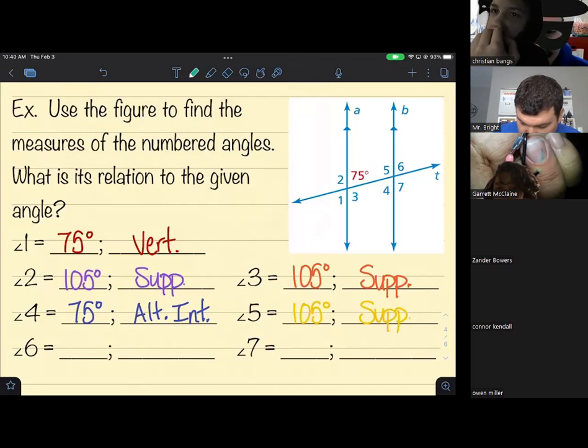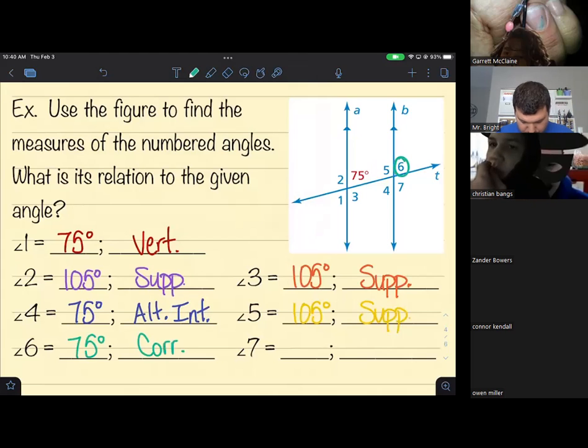75 degrees and corresponding. That's exactly right. Nice job. Yep, and I'm just going to abbreviate everything, and you guys can do the same thing. Corresponding means the same angle in the same location on the other line. So corresponding, top right, they're the same angle, and of course they're going to be the same size then.